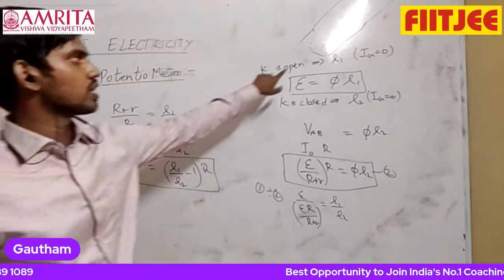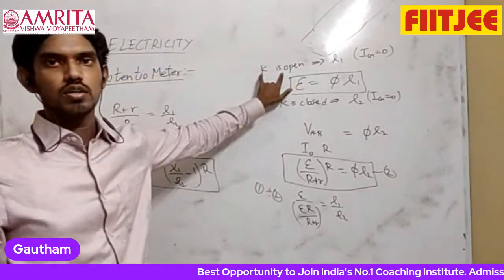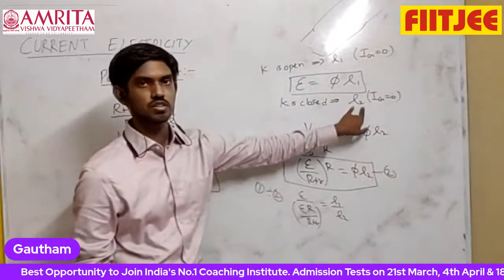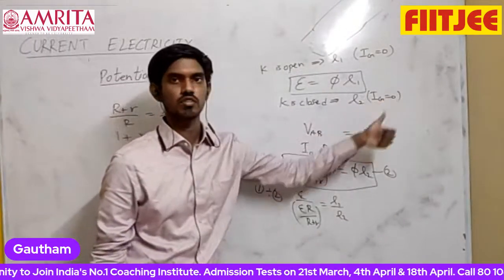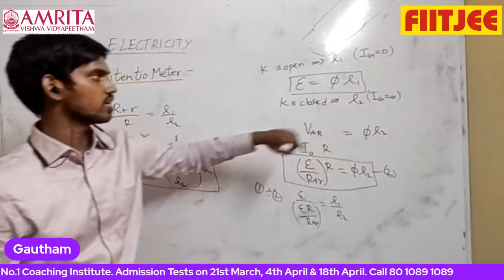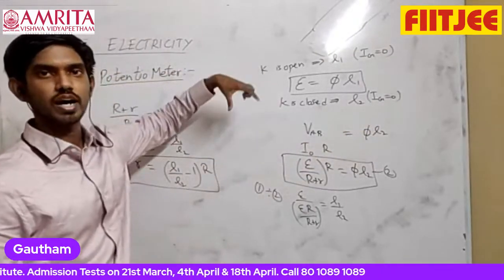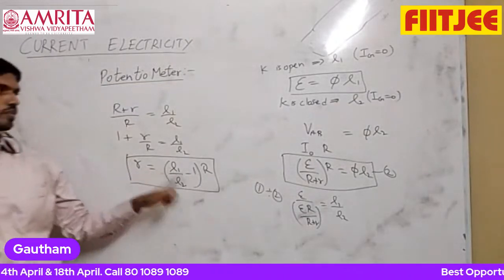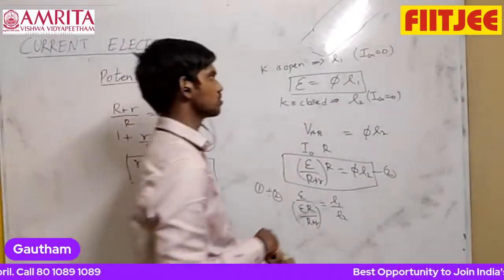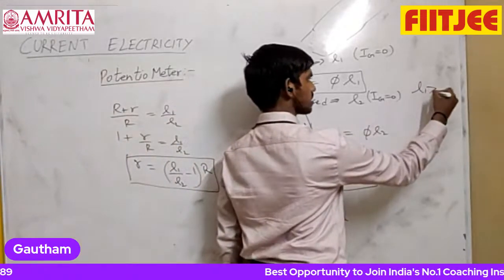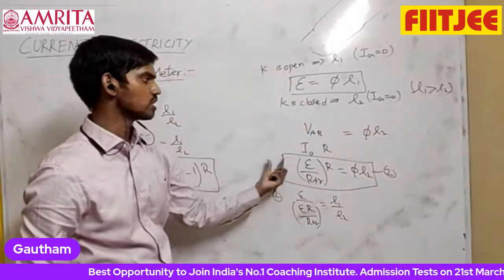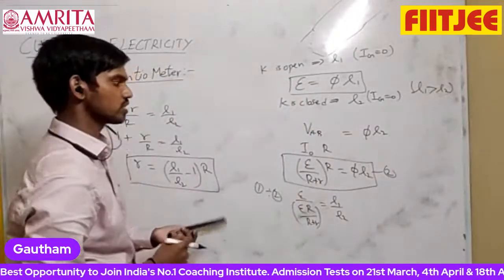I know what L1 is, the length when the key is open, when the external R is not connected. L2 is the balancing length, so that no current flows through the galvanometer, when the key is closed and R is part of the circuit. Definitely L1 will always be more than L2, because initially the potential is E, and now it is E minus IR, so it is decreasing.